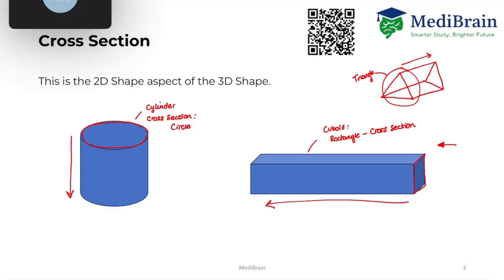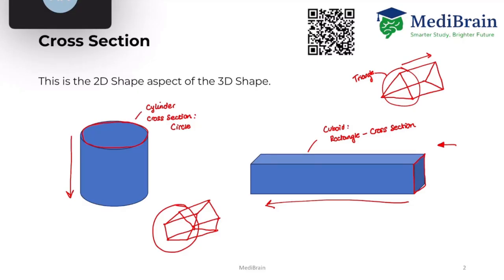If you had a pentagonal prism, which is very unlikely, you might see a prism like this. You might see a prism like that. That's a pentagonal prism because the 2D shape is a pentagon. The cross section of that shape is a pentagon, and that pentagon is being stretched all the way through the shape. So the cross section is just the 2D aspect of the 3D shape.